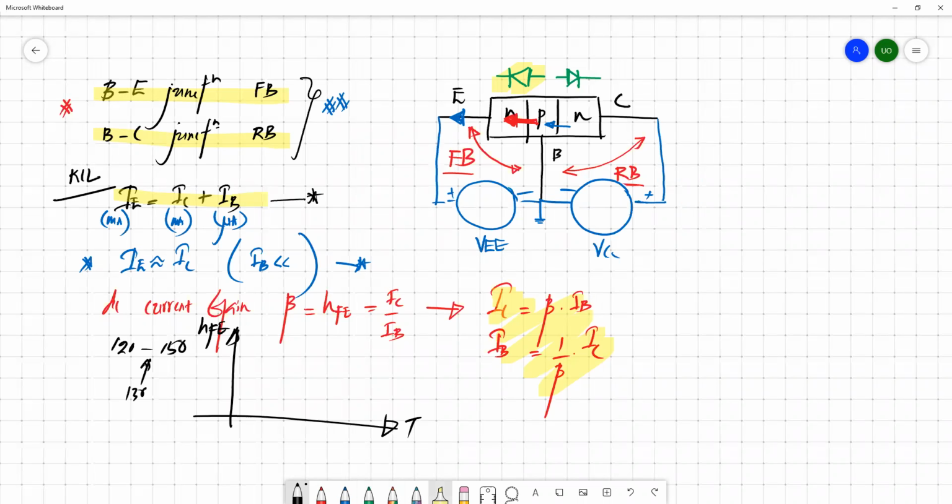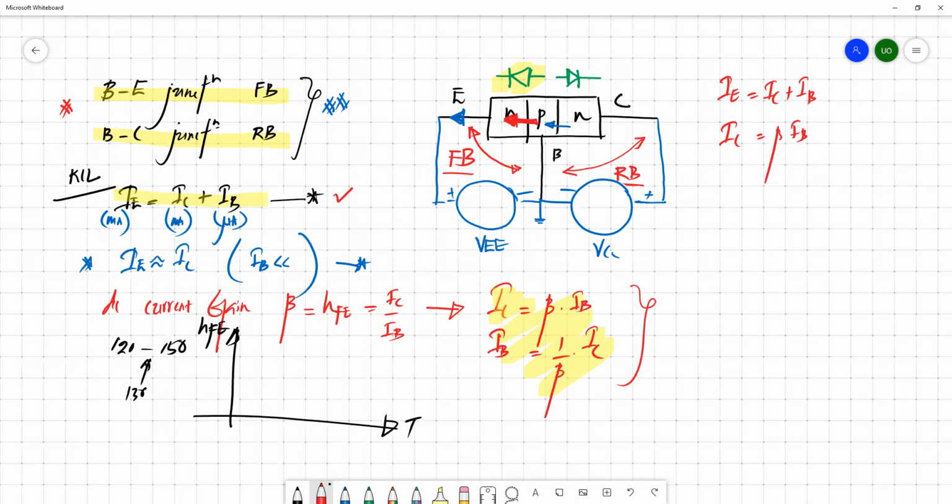So here we basically identify this Kirchhoff current law equation, plus the DC current gain equation we built to show the relationship between IC and IB. So we basically have two equations. One is IE equals IC plus IB. The second one is IC equals beta times IB.